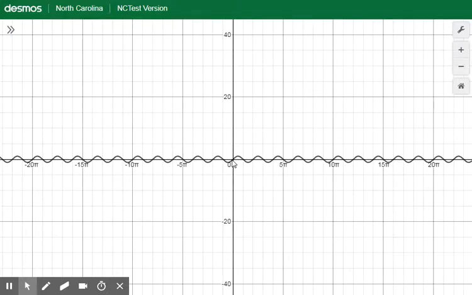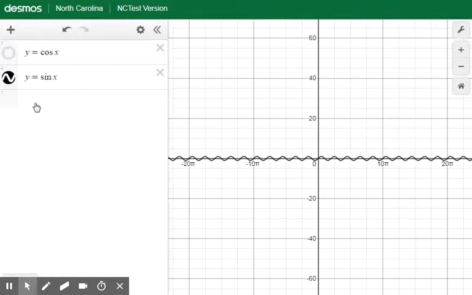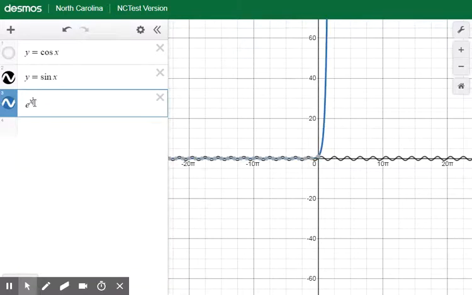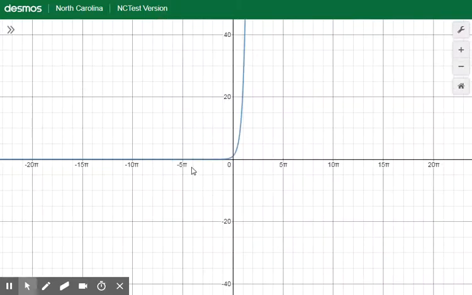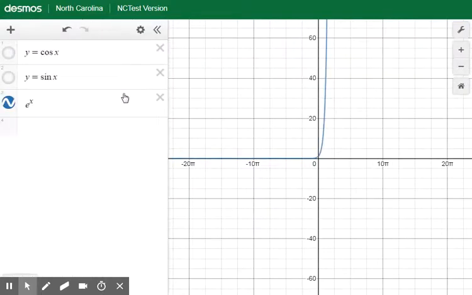Most graphs that we've looked at, let me just throw up a couple of examples here. Let's talk about e to the x. Let me hide the trig function for a second. With e to the x, if I'm talking end behavior, the left side of my graph is leveling off at 0. The right side of my graph is going to positive infinity. So that's what we're talking about with end behavior.